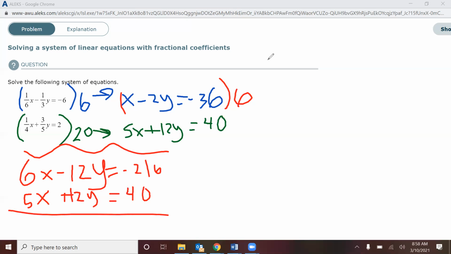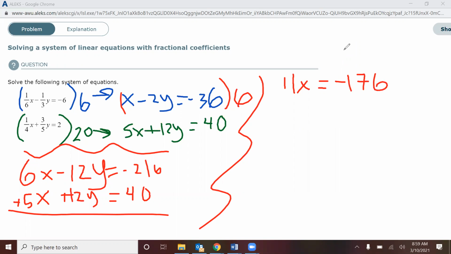And now I can add the equations together. And that gives me 11x equals negative 176, and then x equals negative 16.